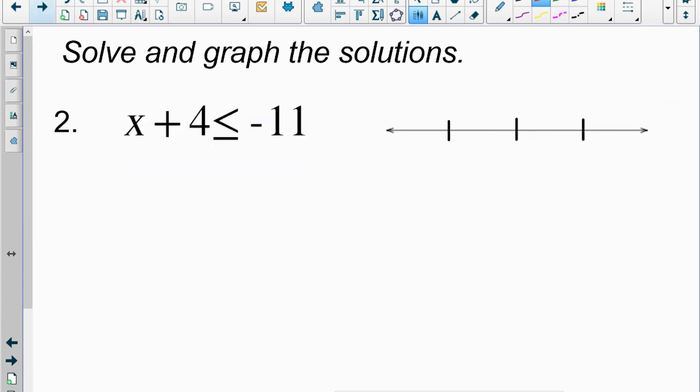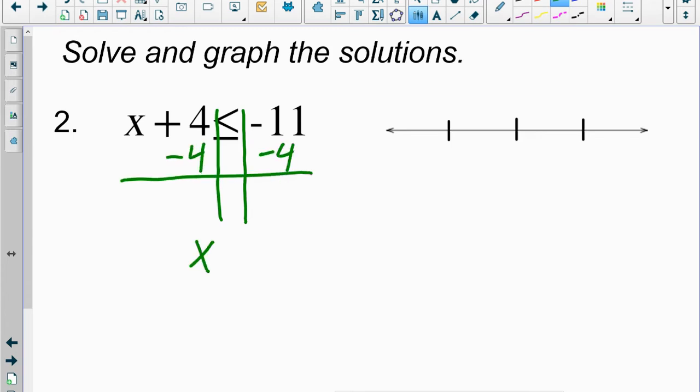All right, here's number 2. We'll go a little bit faster through this one. We have our inequality symbol, which gives us that balance point. To get x by itself, I'm going to subtract 4 on both sides, and that's going to leave me with an x on the left and a negative 15 on the right when I combine negative 11 and negative 4. And all I did was subtract, so the inequality symbol is going to stay the same.